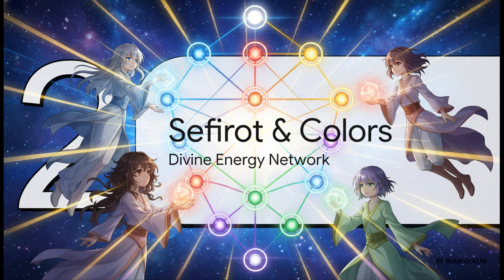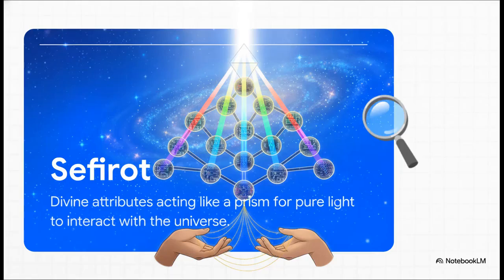Moving right along to Section 2, Sephirot and Divine Colors. So, how exactly is this perfectly balanced divine energy channeled down to us? It gets stepped down through a mystical network called the Sephirot, which manifests to us as light and color. The Sephirot are the divine attributes, or emanations, through which the infinite, the Ein Sof, interacts with our finite universe. If the divine is pure, blinding, uncontainable light, the Sephirot act exactly like a cosmic prism. They step down the voltage so our reality isn't completely overwhelmed.